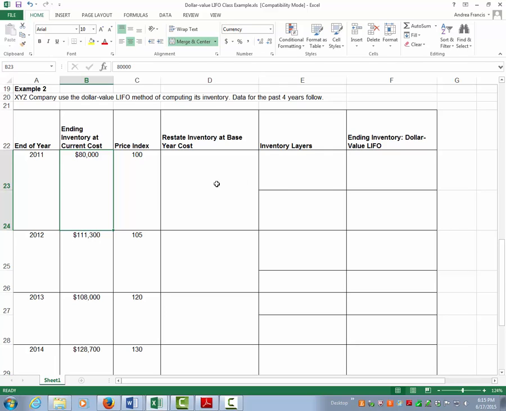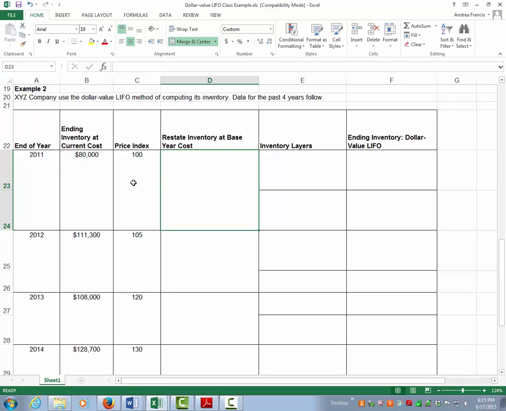So what are we trying to accomplish? We're trying to see what the ending inventory will be under the dollar value LIFO method, and to do that we have to see which years this ending inventory number comes from. The easiest way to figure this out is actually just to do it, because if we just keep talking about it, we may become somewhat confused. So there's a method to this. The first step in the method is to what we call restate inventory at base year cost.